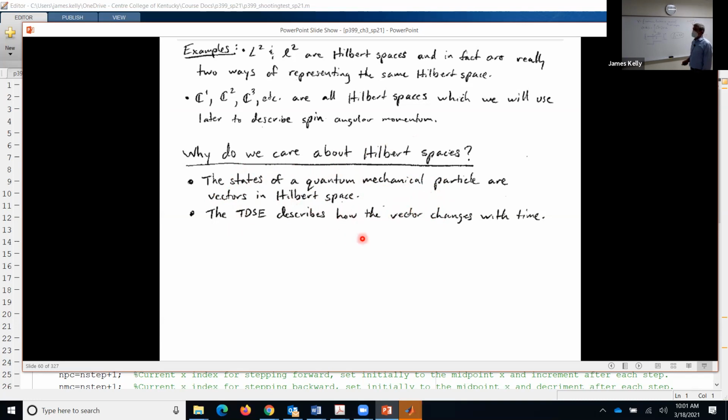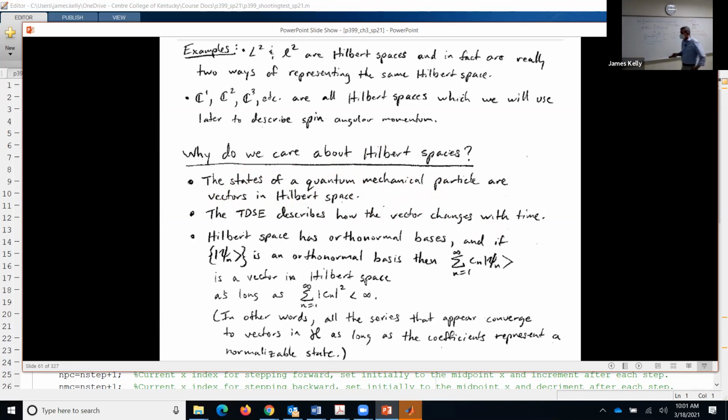The time-dependent Schrodinger equation describes how the vectors change with time, right? It tells us how the function changes with time, but each of those functions is a vector. So now we're thinking of the time-dependent Schrodinger equation as telling us how the vector changes with time, but the vector is represented by a function. And if we have an orthonormal basis, we can write down things like this. And as long as the Cn's aren't too crazy, this series converges, then we automatically know that this is going to be a vector. It's not going to converge to something that's a hole in our vector space because someone's reassured us that we have a Hilbert space.